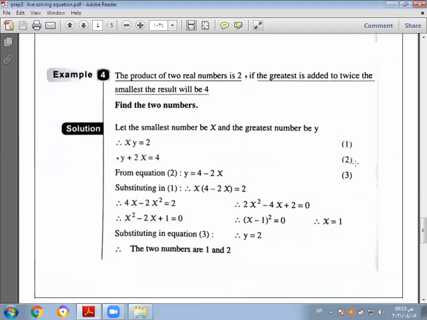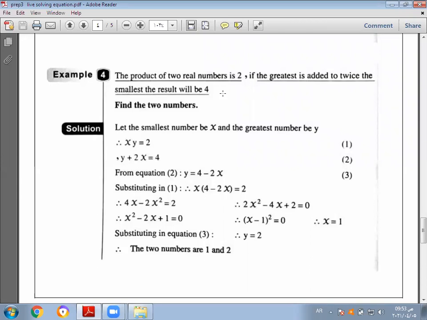Example number 4, the word problem. The product of two real numbers is 2, and if the greatest is added to twice the smallest, the result will be 4. Now we read it again. The product of two real numbers is 2. What is the meaning of product? We know that the product means multiply. So the product of the two numbers is 2.